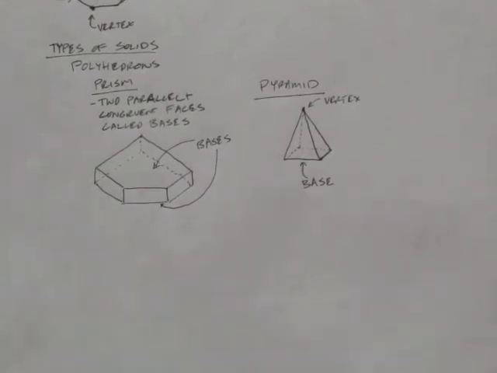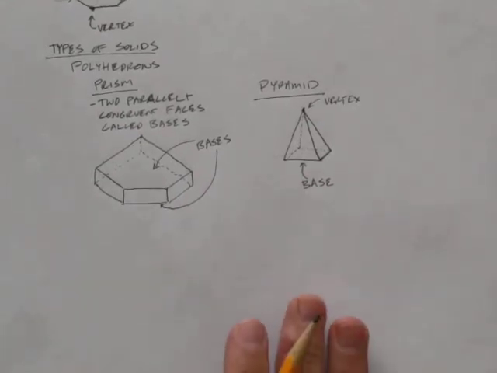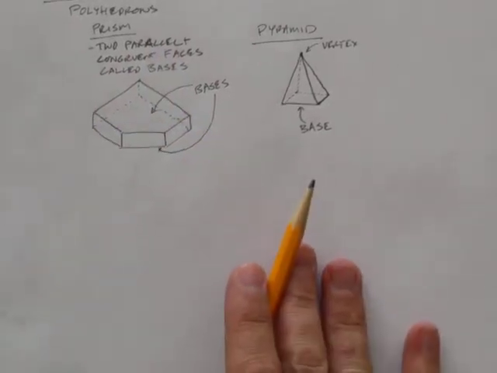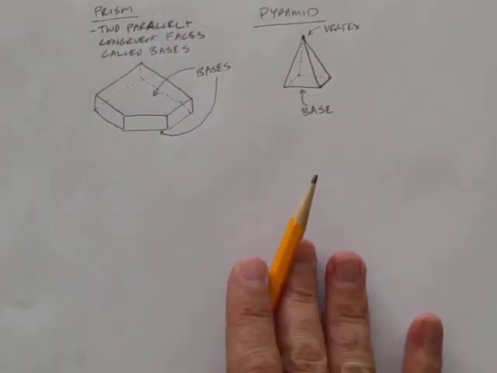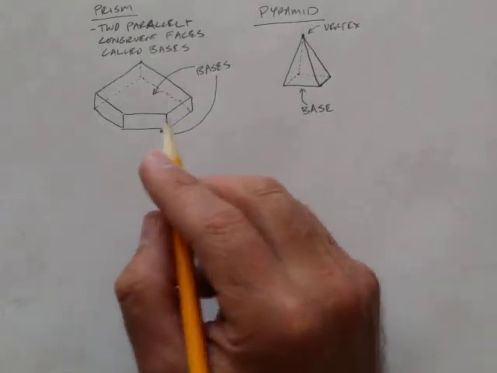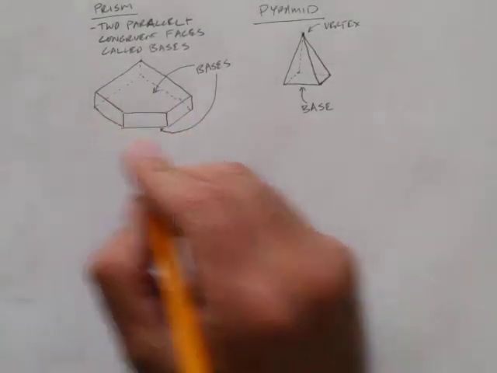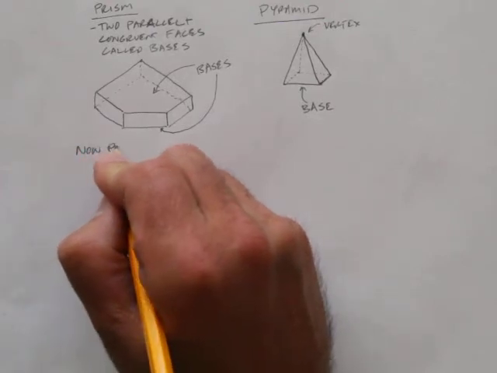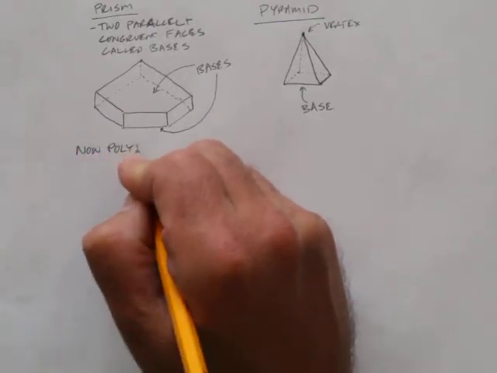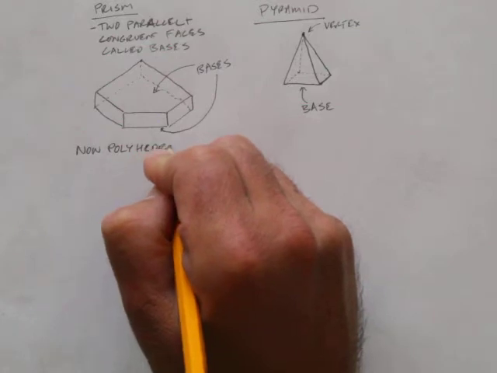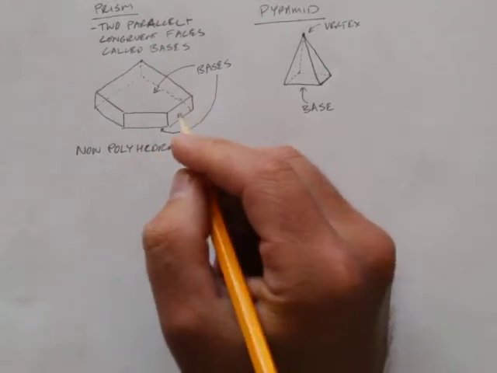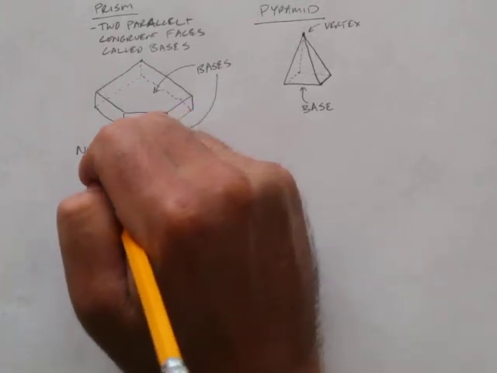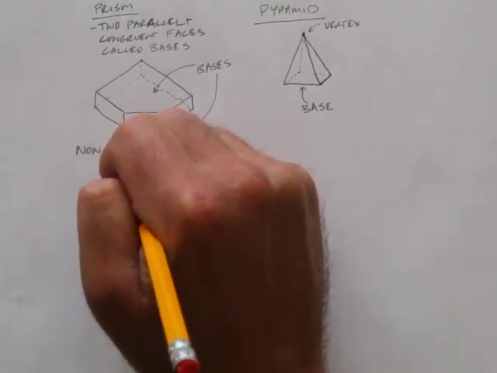So those are the two kinds of polyhedrons that we're going to look at here for this section. And then we're also going to draw some non-polyhedrons that are still solids. So for these non-polyhedrons, we have a cylinder.